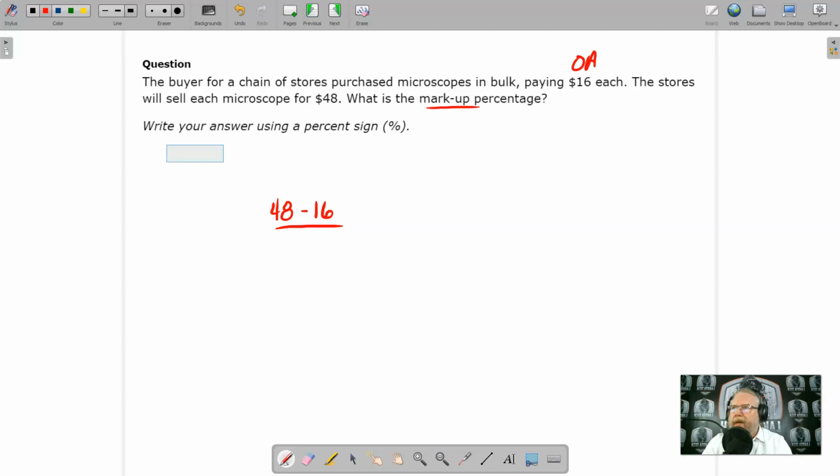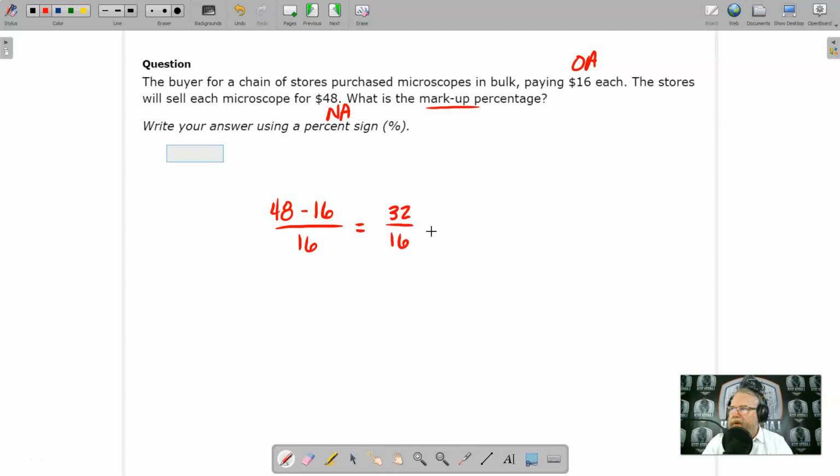This is the original amount, and this is going to be our new amount. The original amount is what the guy at the store paid for them. So our original amount is 16. Now let's go ahead and do 48 minus 16. And that's going to give us a difference of 32.